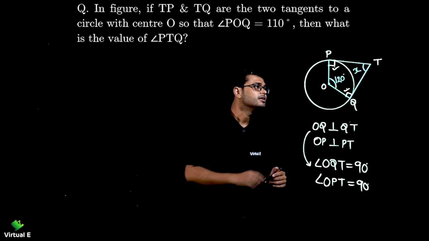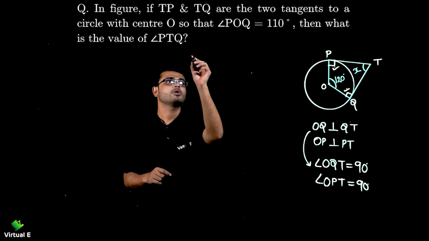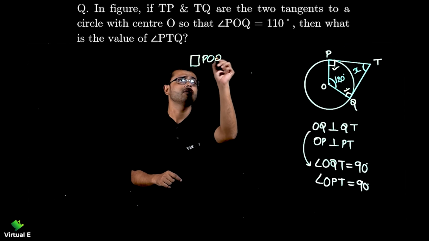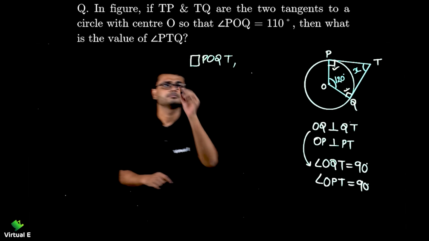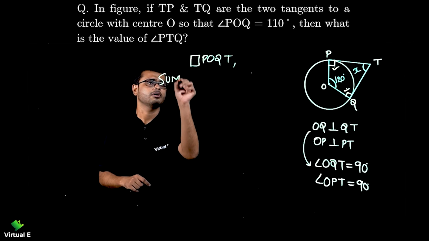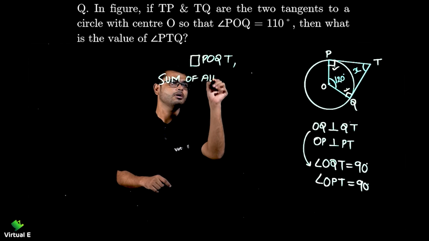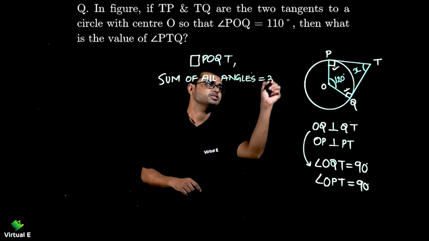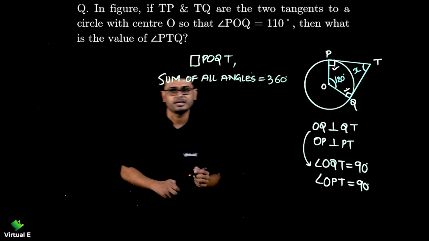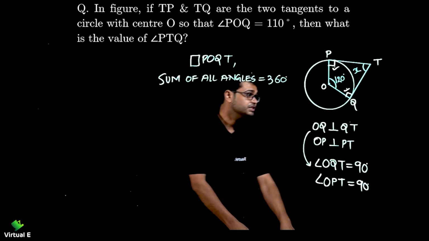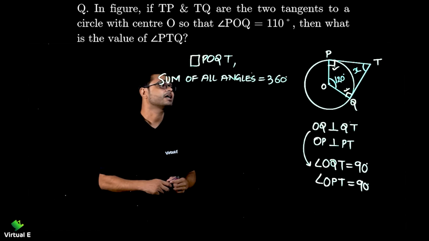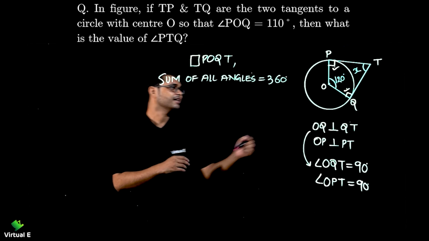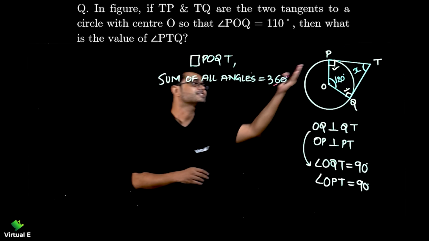So let's use that logic here, that for quadrilateral POQT, the angle sum, so the sum of all angles will be what? 360. Remember, twice the triangle. The logic is that it is twice the triangle, right? Now let's write all the four angles. First of all, let's start with these two because we know their value, right? Or you can start with the middle one as well. Okay, let's start with this one.